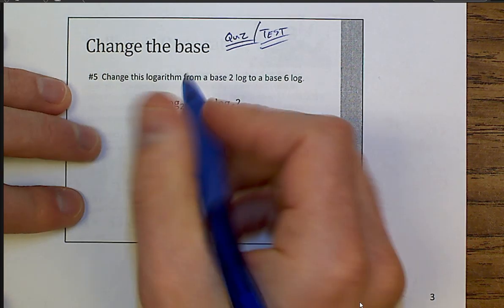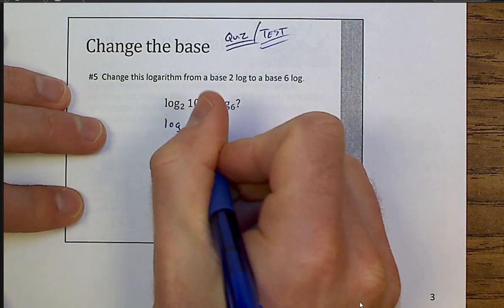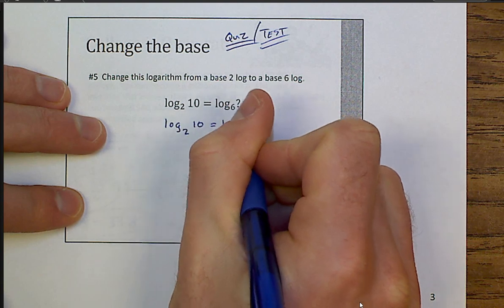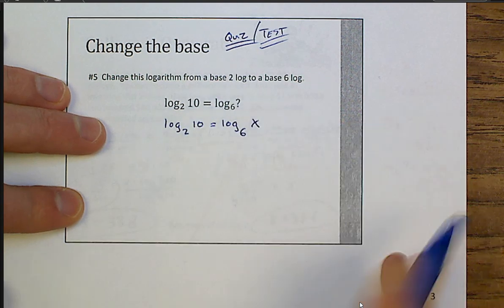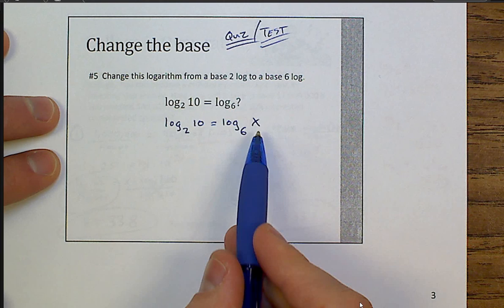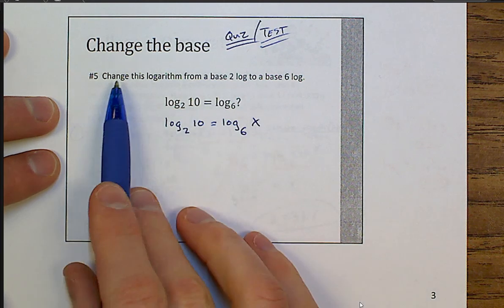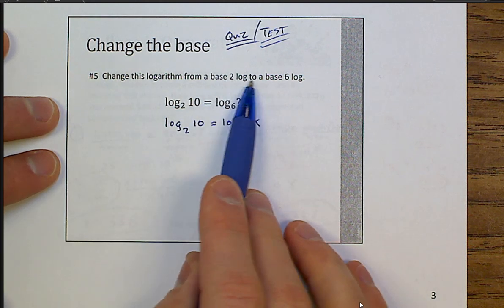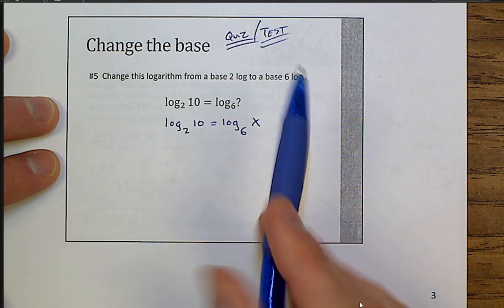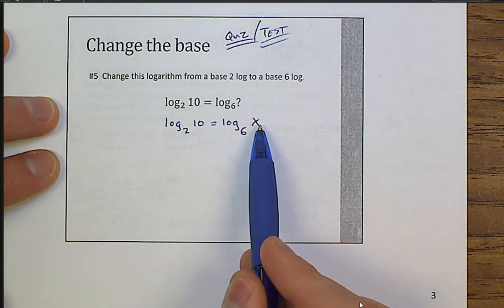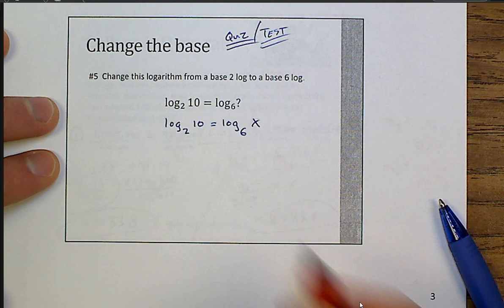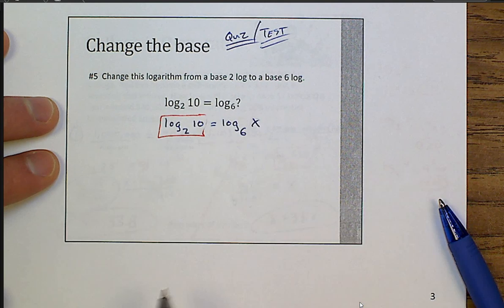Basically, the first thing I would do is rewrite this problem to give me a variable. So I'm going to do something like that. Now, all we're doing when you read the directions, change this logarithm from base 2 to base 6, is basically figuring out what x is. Okay? And so what I'm going to do with this right here is create a decimal.